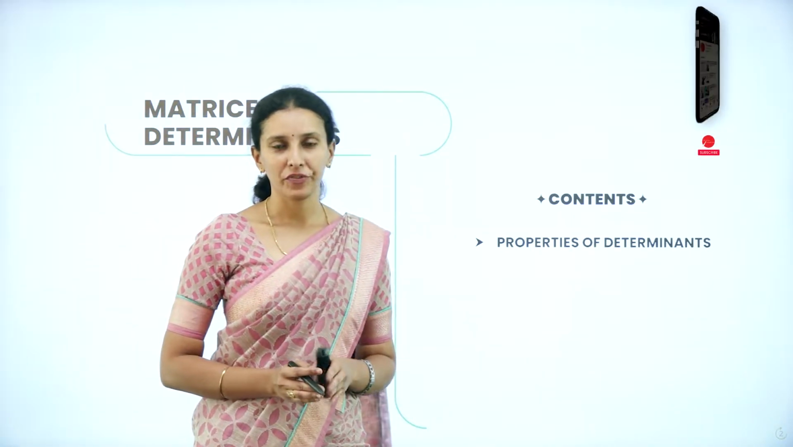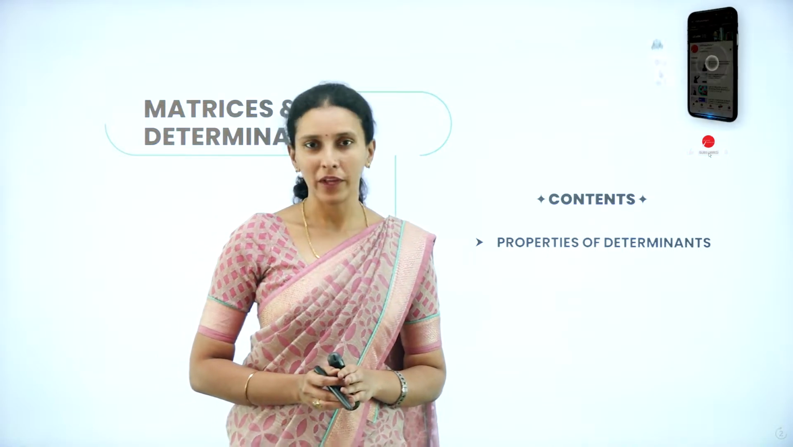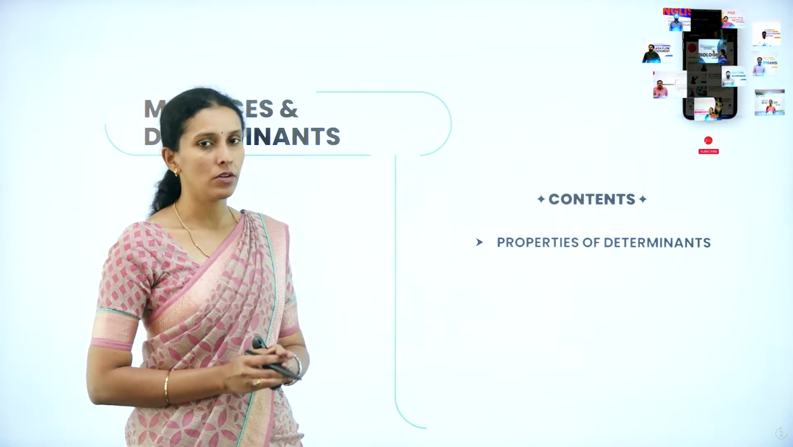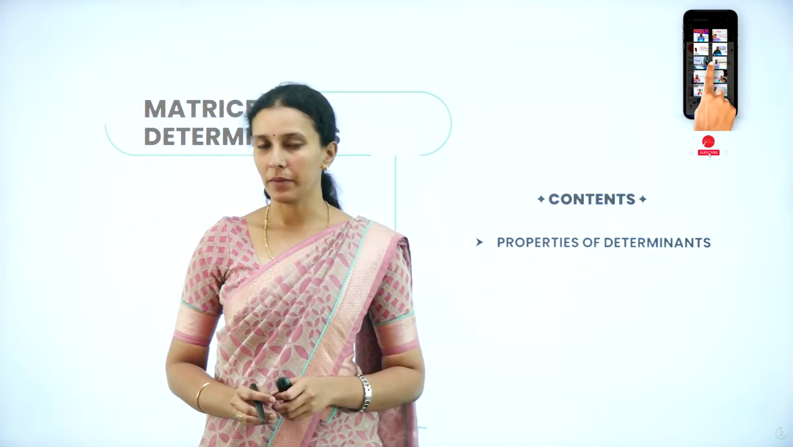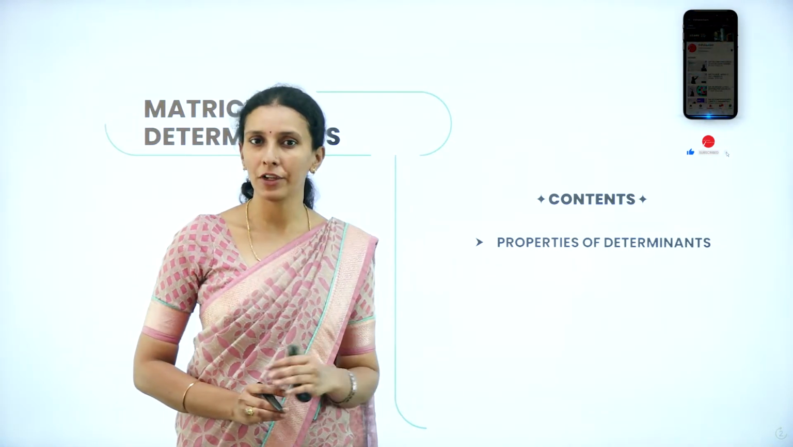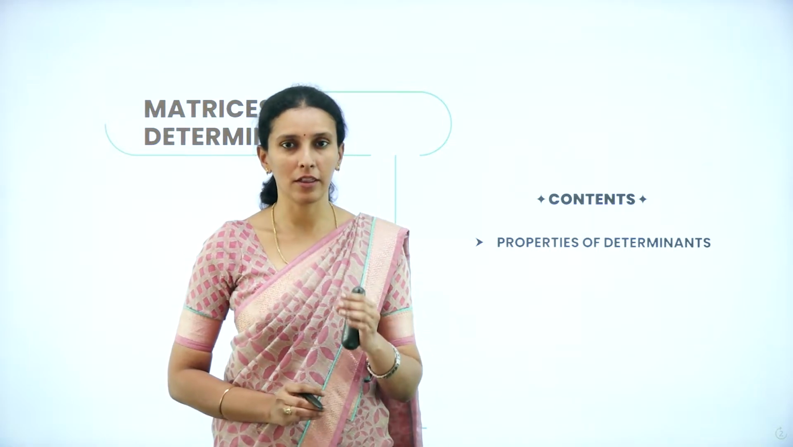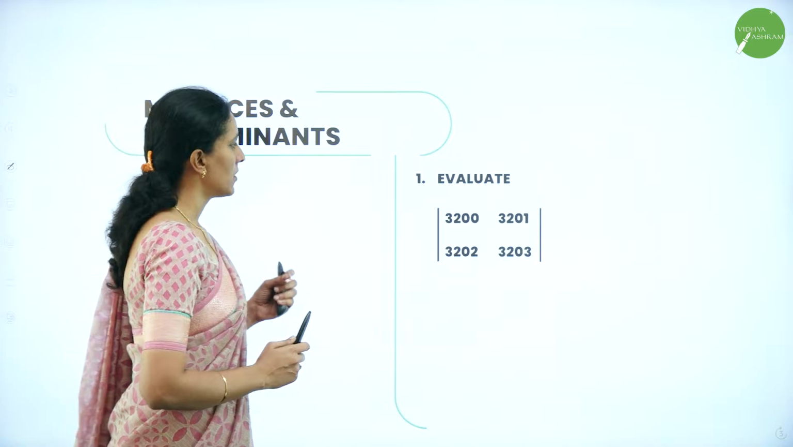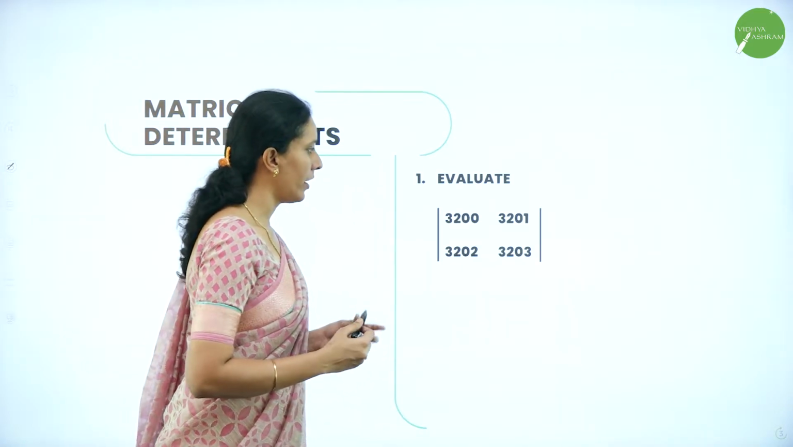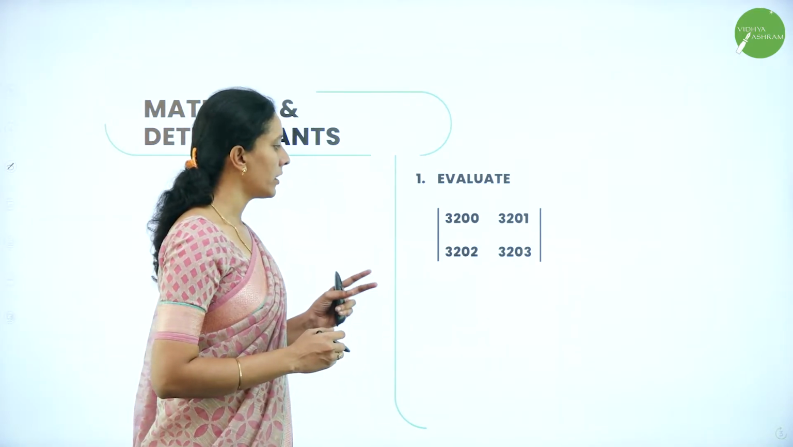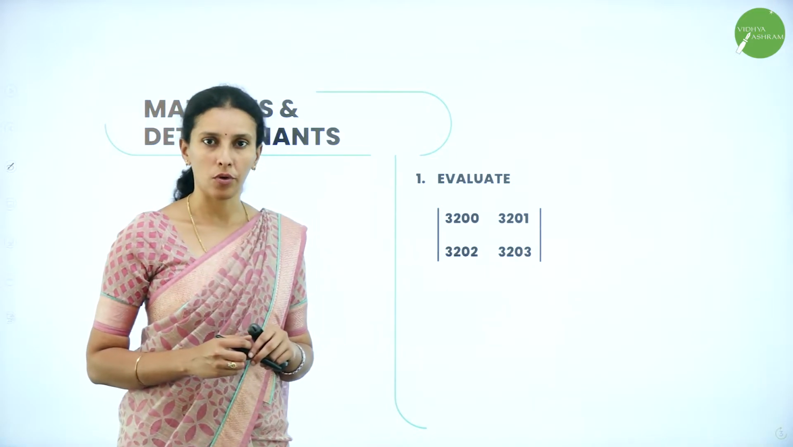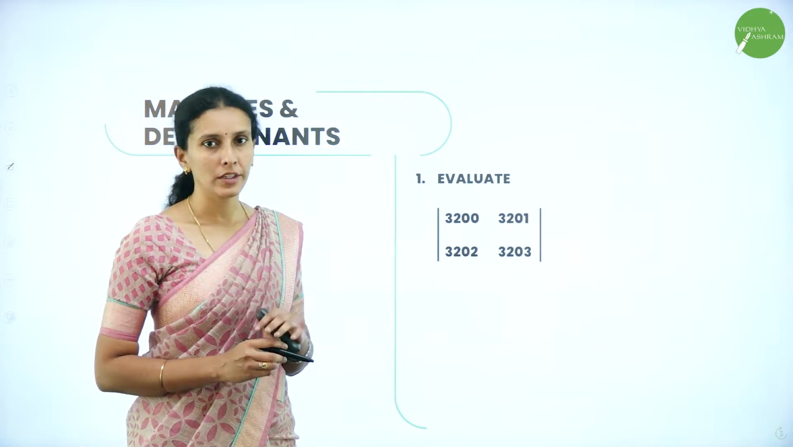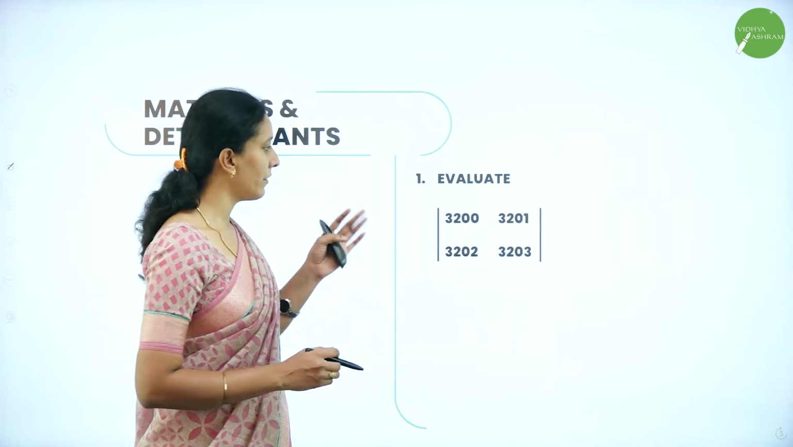So in our last session, we started with determinants and learned the properties related to determinants. Here also, using the properties of determinants, we are going to find the value of the given matrices in the form of the determinant. So let's look at the first problem. Evaluate 3200, 3201, 3202, 3203. Here we have very high values, so using the properties of determinants, we can evaluate it.